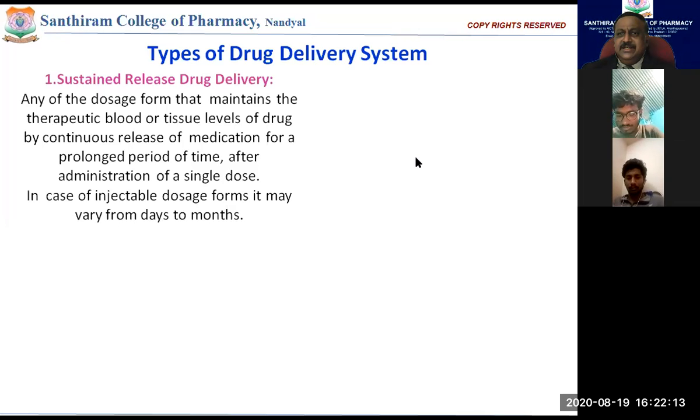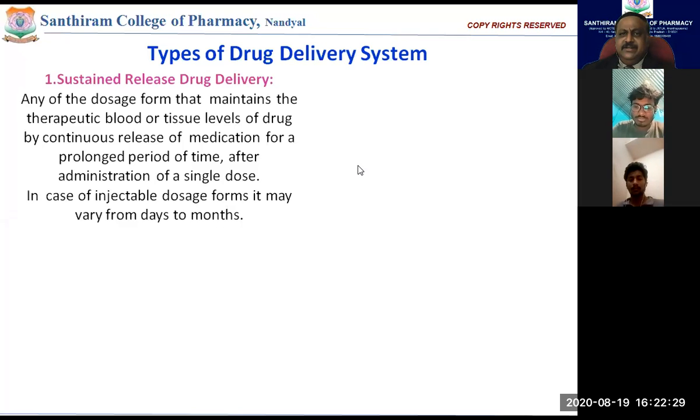Any question here? Any doubt? Sustained release? Yes, Vinay Kumar, any question? Fine. Does somebody have any question?